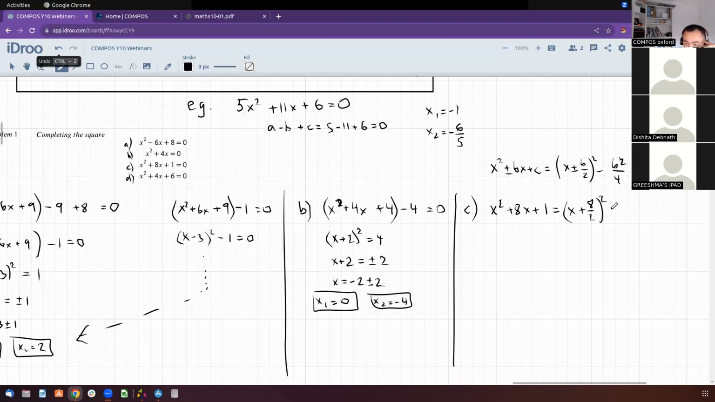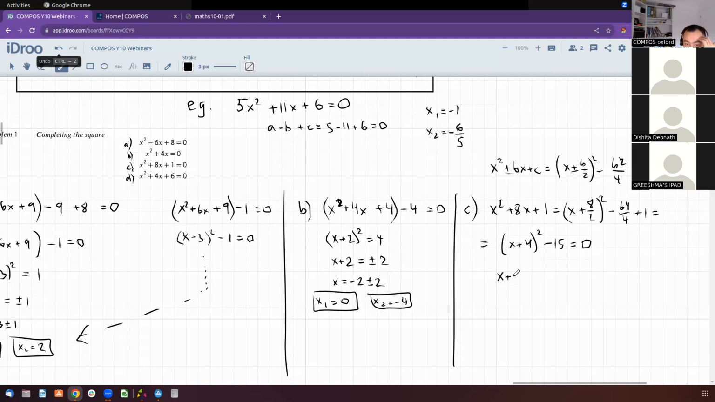squared minus, so 8 squared, so 64 over 4 plus 1. So this is going to be x plus 4 squared minus 16 plus 1, so minus 15. Interesting. Okay, that's fine. And that's equal to 0.